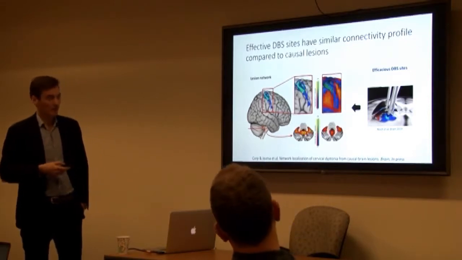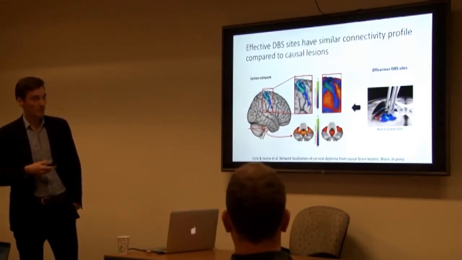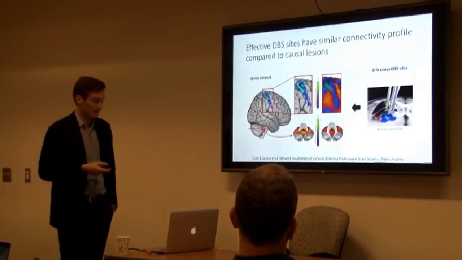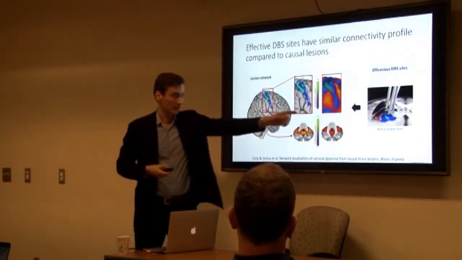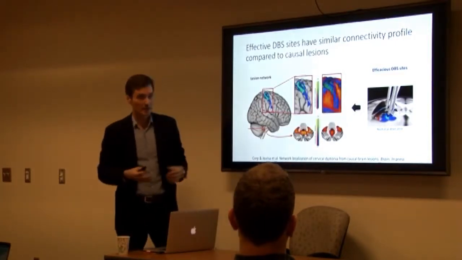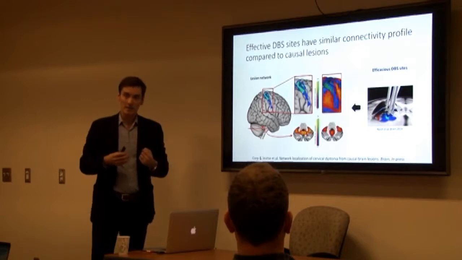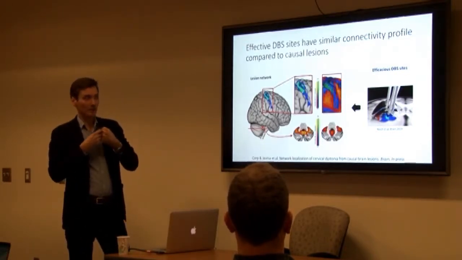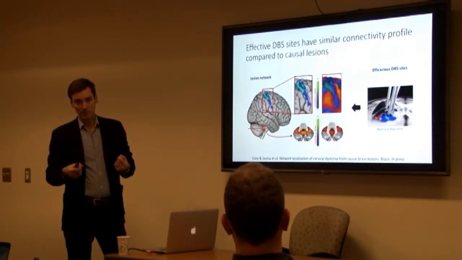So we have a collaborator from Germany, Martin Reich, and his colleagues, and they have defined, based on multiple different data sets around the world with GPi DBS, the ideal sites in the GPi or near the GPi that predict best response.